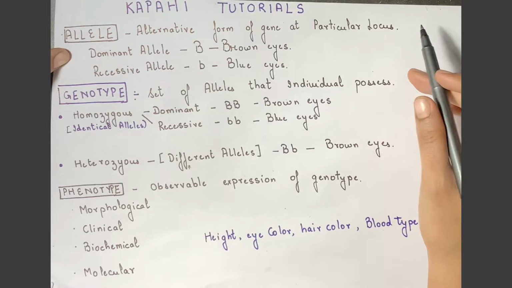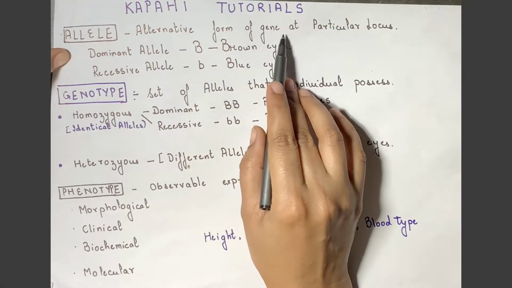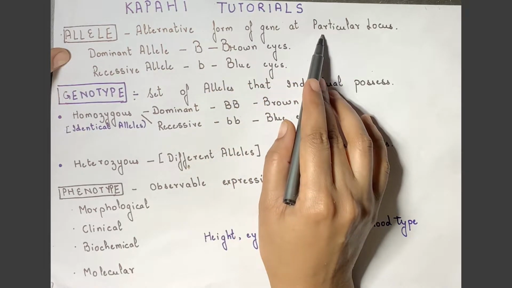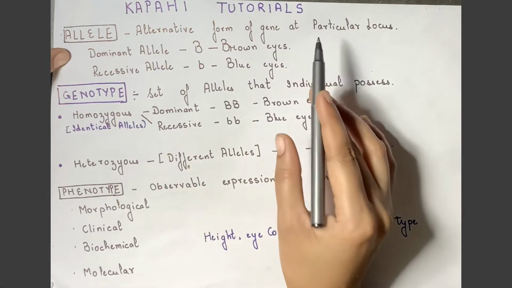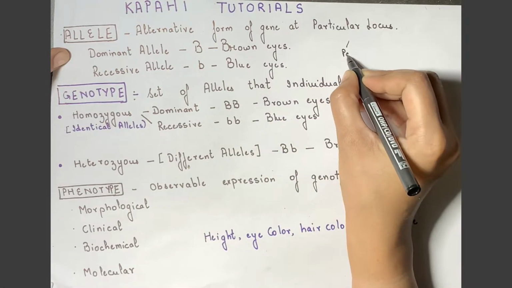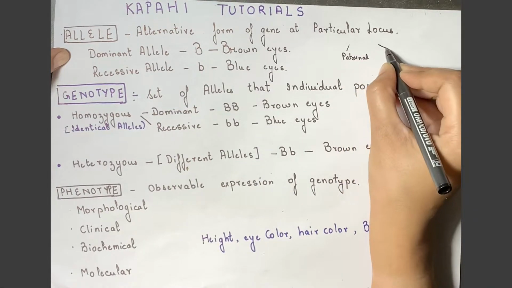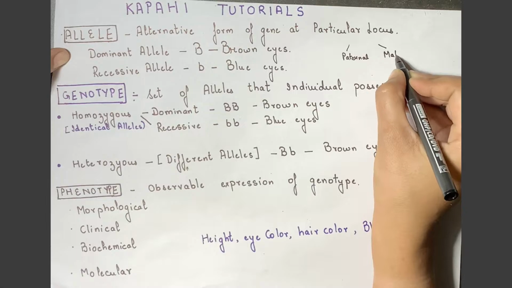Allele. An allele is the alternating form of a gene at a particular locus. An individual possesses two alleles of the gene. One is inherited from the paternal side and one is inherited from the maternal side.